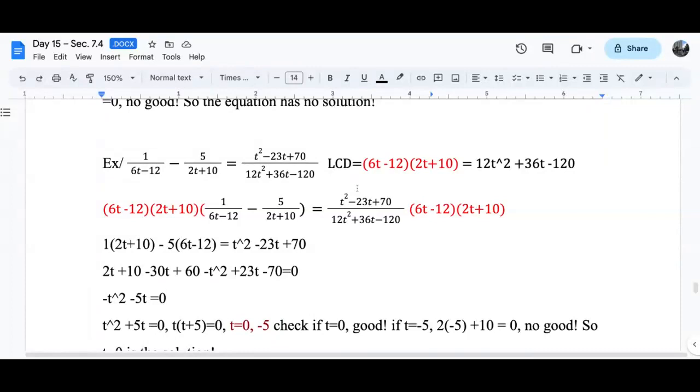Okay, it's the same way. So this method is only one way. We use the LCD to cancel out the denominators.